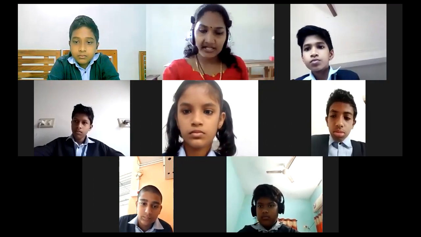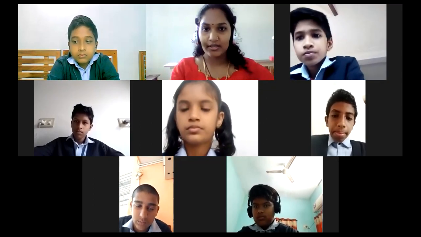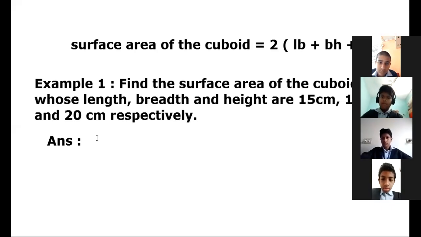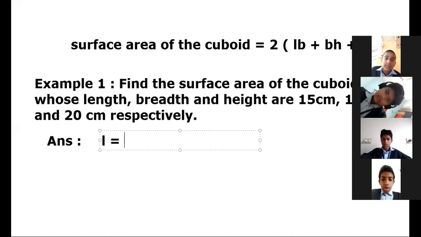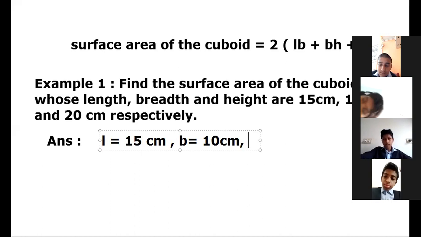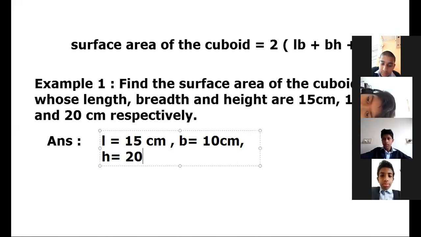These values are given in the question, right? L, B, and H. When you start answering, you have to write what L is here. L is 15 centimeter. It is given in the question. B is 10 centimeter. And H is 20 centimeter. These values are directly given in the question.